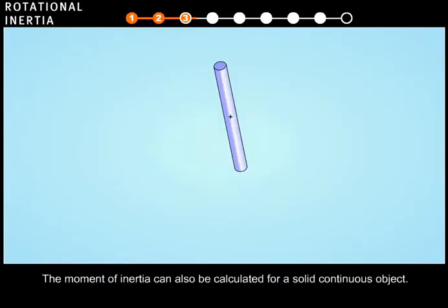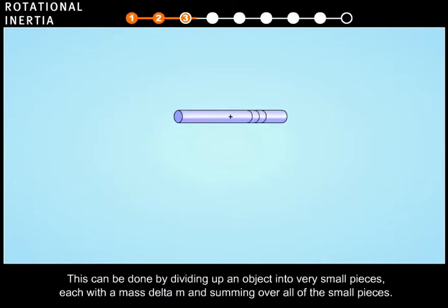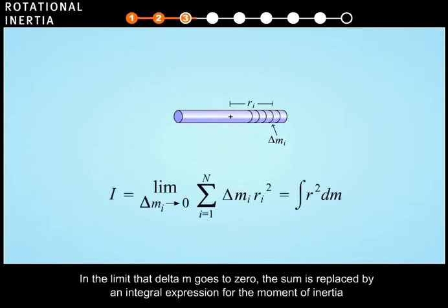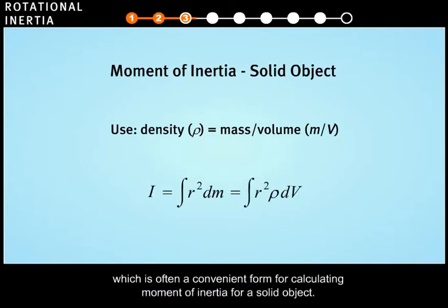The moment of inertia can also be calculated for a solid continuous object. This can be done by dividing up an object into very small pieces, each with a mass delta m, and summing over all of the small pieces. In the limit that delta m goes to 0, the sum is replaced by an integral expression for the moment of inertia. Using the density equal to the mass divided by the volume, the moment of inertia can be expressed as a volume integral, which is often a convenient form for calculating moment of inertia for a solid object.